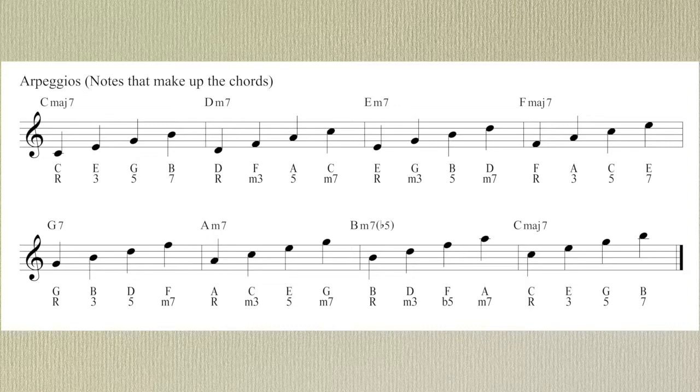F major 7 is F, A, C, and E, and just like the C major 7, we have a root, major 3rd, 5th, major 7th. G7 is G, B, D, and F, and that gives you a root, 3rd, 5th, and minor 7th. So remember, on dominant 7ths we have a minor 7.